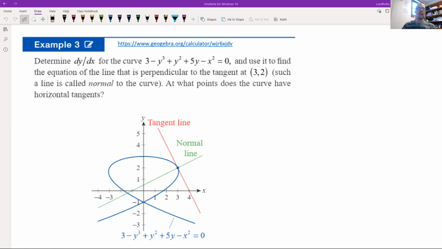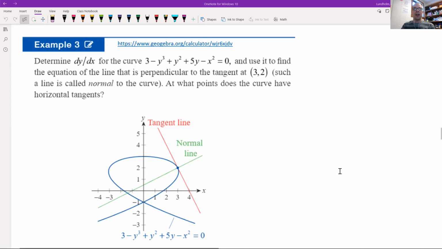Here's the problem. We are trying to find the derivative dy dx for this implicitly defined curve where all the x's and y's are lumped together, and it's not easy, especially for y, to solve for y in terms of x. Then use this derivative to find the equation of the line that's perpendicular to the tangent line at the point 3, 2. So we're actually going to find the equation of this normal line. At what points does the curve have horizontal tangents?